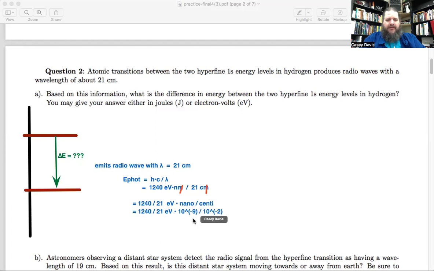Subtract them? Yeah, we can just subtract the exponents. -9 minus -2 is the same as plus 2. -9 plus 2 is -7. So 1240 over 21 electron volts times 10 to the -7. 1240 over 21 is 59. So 59 times 10 to the -7 electron volts. That would be the difference in energy between those two levels. It's an energy gap of 59 times 10 to the -7 electron volts.